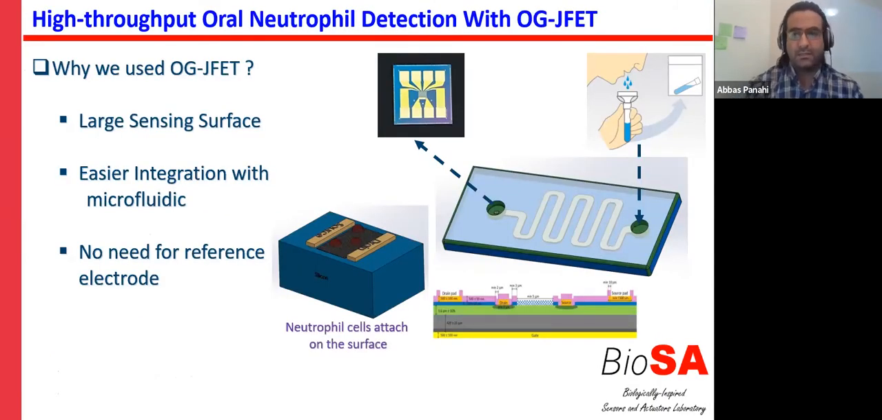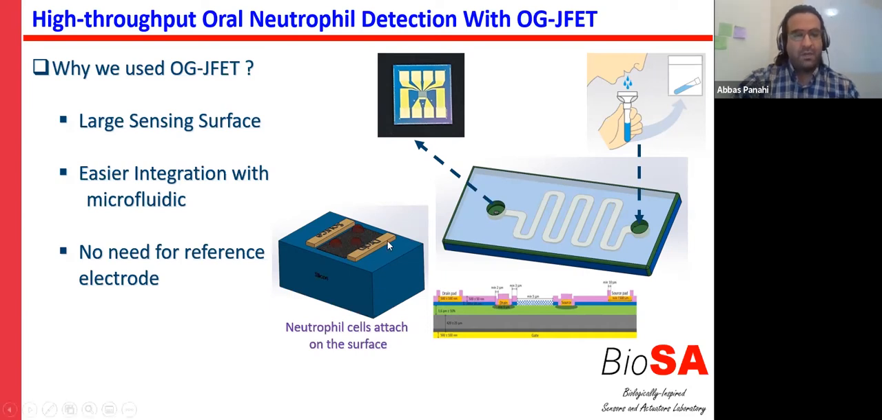Our application is we are trying to use open gate JFET as a sensing platform for high throughput oral neutrophil detection. This is a sensing platform for high throughput screening of infectious diseases. As you can see, we are integrating the OpenGate JFET with a microfluidic chip for delivering the sample from the patient onto the sensing area of the JFET. And then after sedimentation of the cells, the surface charge will be changed, and afterwards we will be able to quantify the concentration of neutrophil cells by JFET.